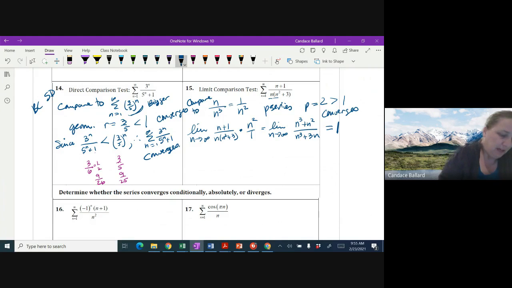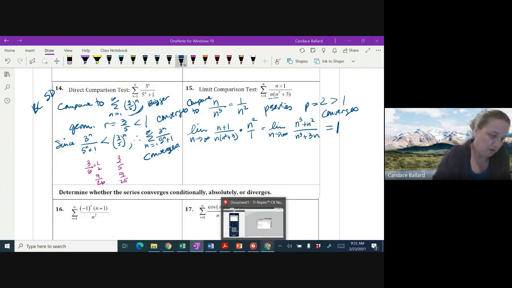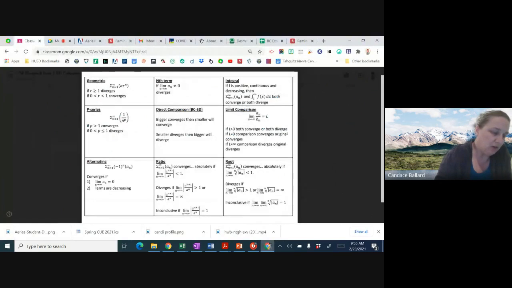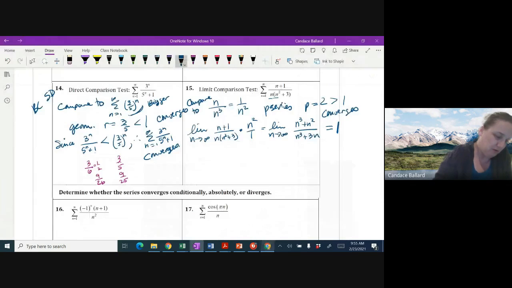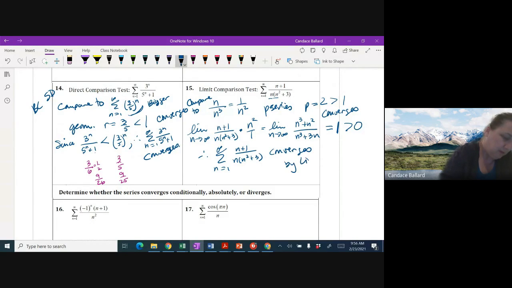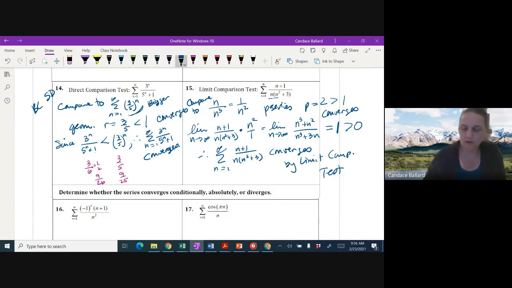So if that's equal to 1, then let's see, I'm looking back at my notes here. Which one is this? 15. So it converges, right? If I look at the comparison test, if it's greater than 0, either both converge or both diverge. So greater than 0, therefore the series n equals 1 to infinity, n plus 1 over n times n squared plus 3 converges by limit comparison test. Okay.